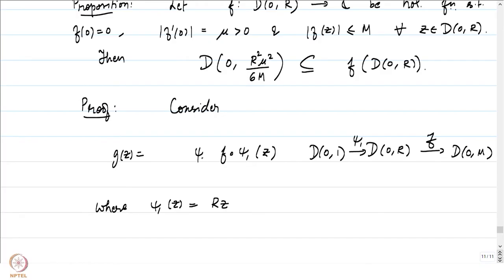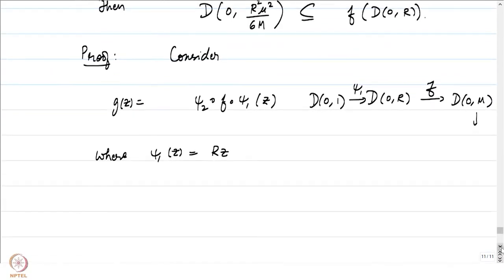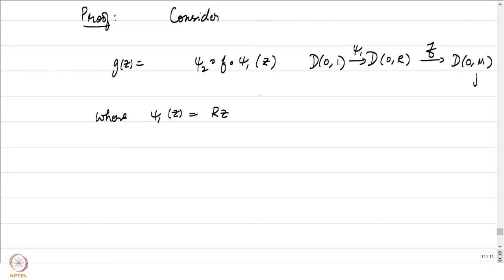So let us now compose it with a psi 2 post composition, which will send it to the following. We would like to have the derivative to be equal to 1. So psi 2 of z should be equal to z by r times mu. Observe that both r and mu are positive, so this makes sense. So this is just going to go into D(0, m) by r. This is precisely what we are ending up with, the psi 2 here.